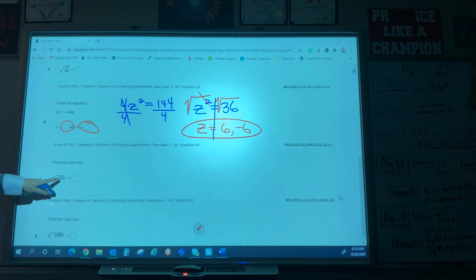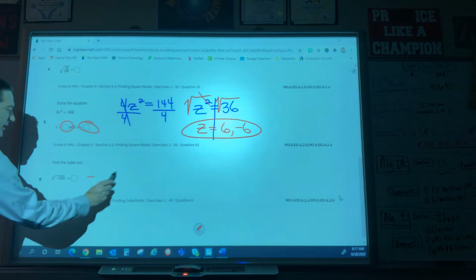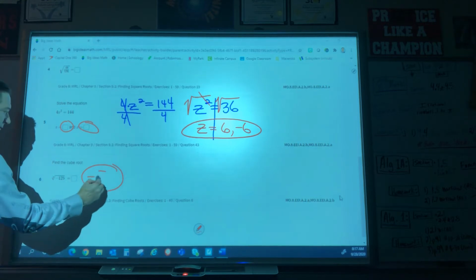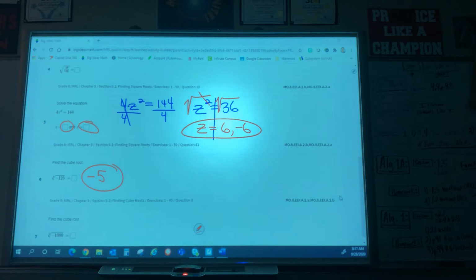When you do cubed roots, again, make sure you know how to do those in your calculator. You're always going to only get one answer. If what's inside is negative, you're going to get one negative answer. If what's inside is positive, you get one positive answer. In this situation, what is on the inside is negative. So again, make sure you know how to do cubed root in your calculator. And the cubed root of a negative 125 would be negative 5.